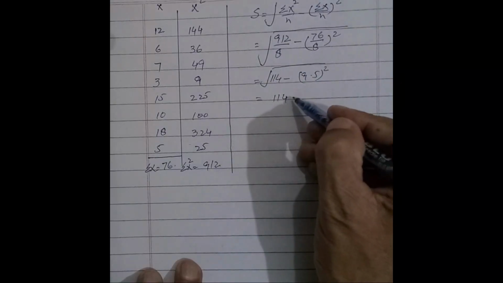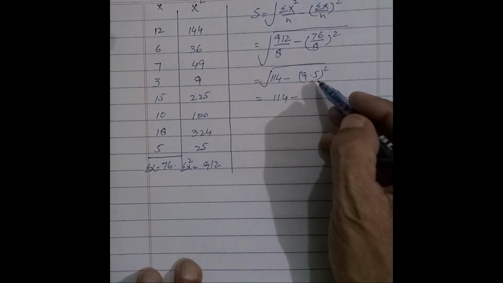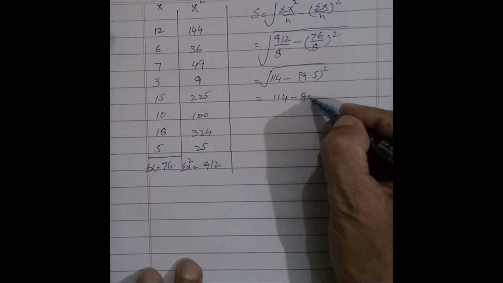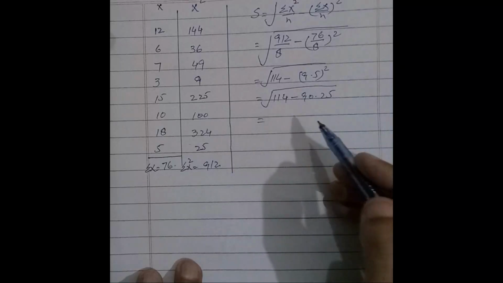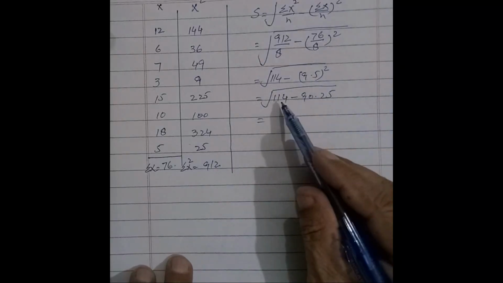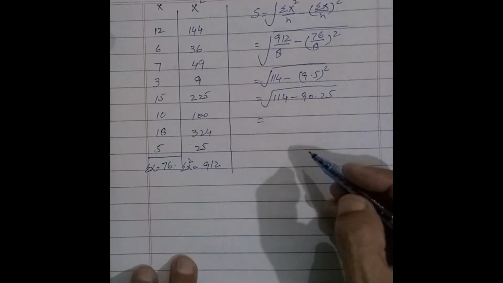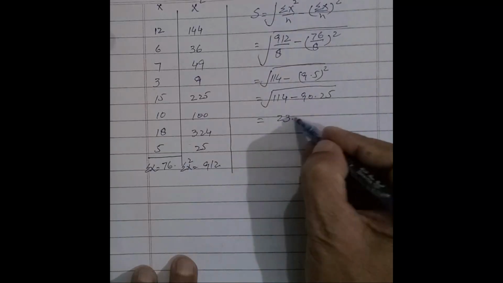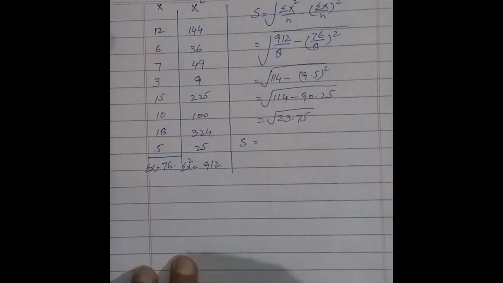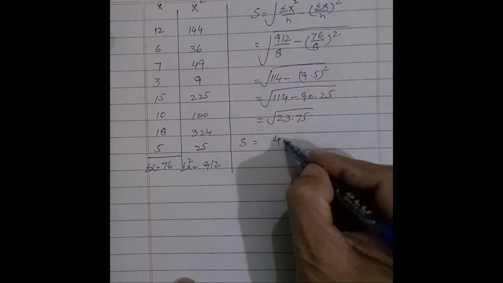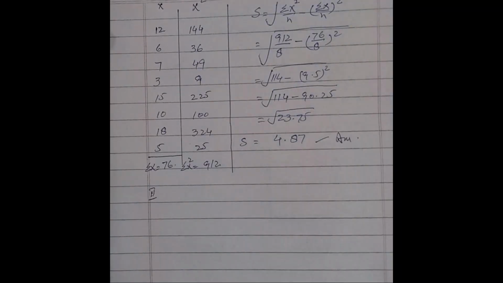Now 114 minus 9.5 whole square, that is 90.25. Then subtract 90.25 from 114. We get 23.75 under the square root, and hence take the square root of 23.75. We get the answer, which is 4.87.